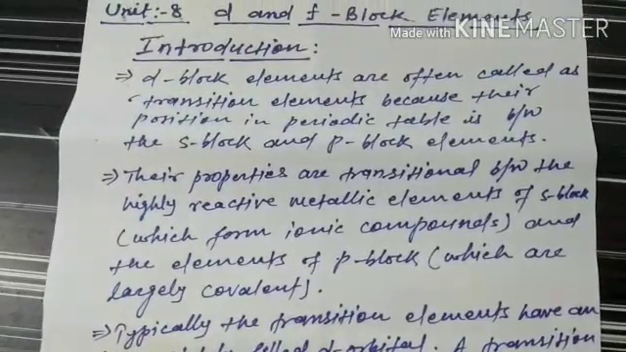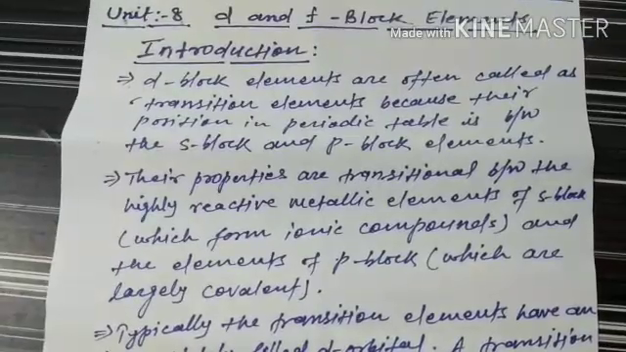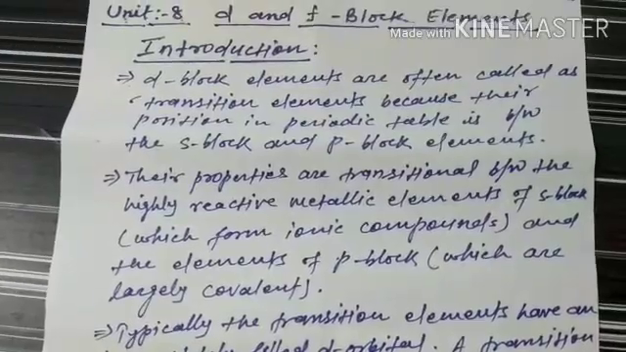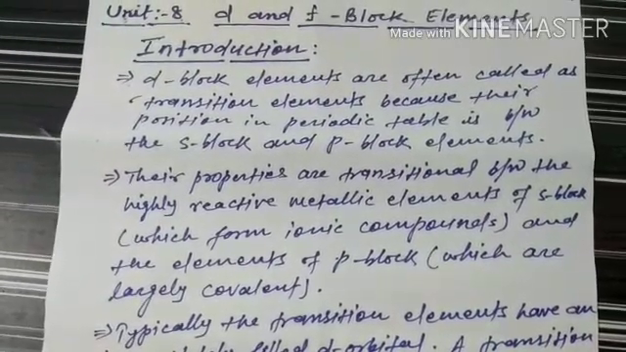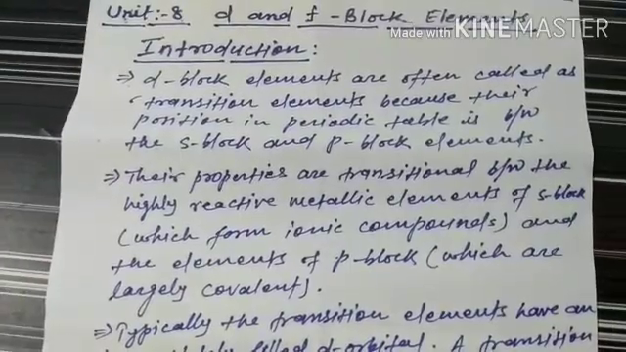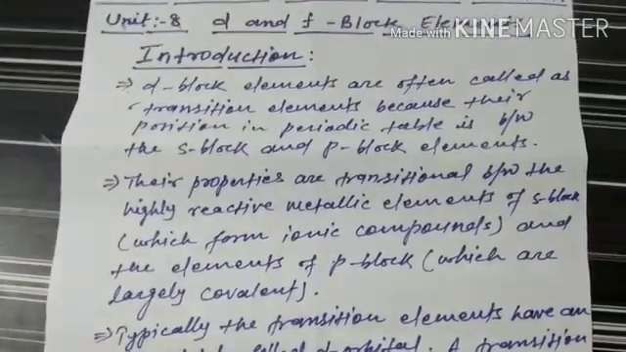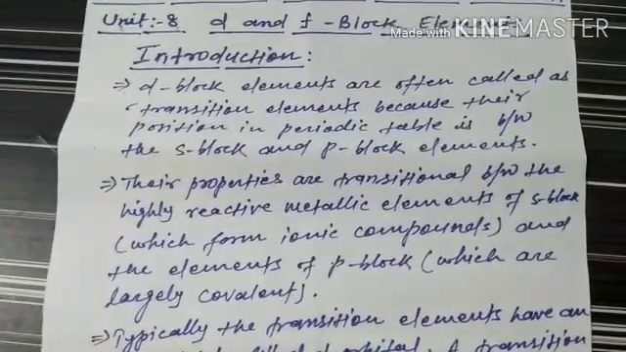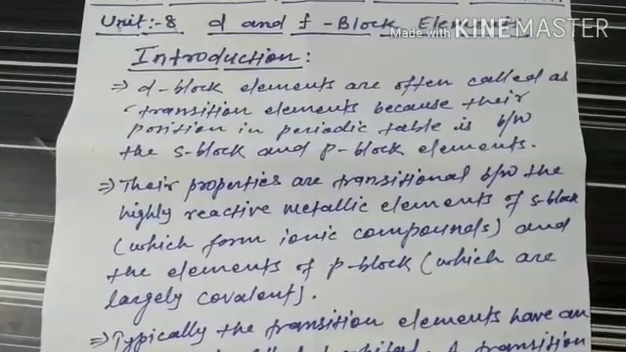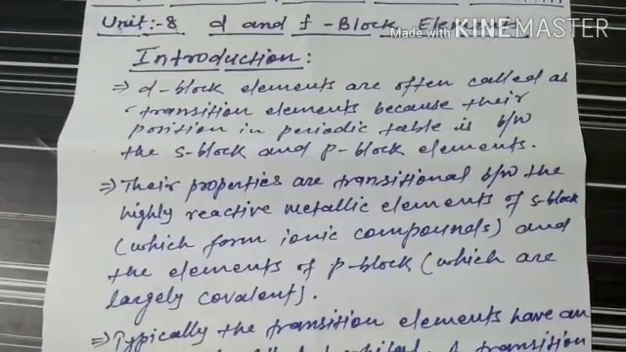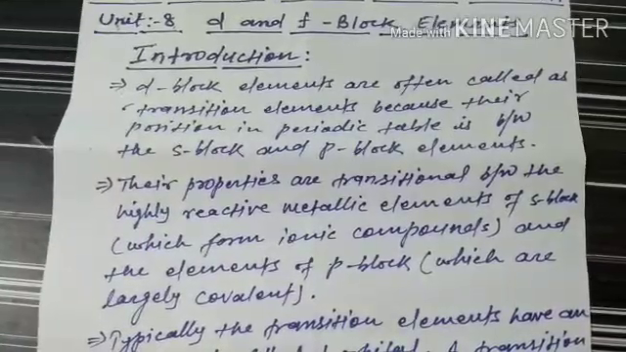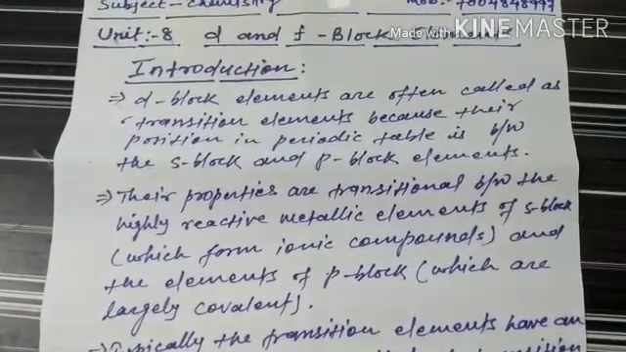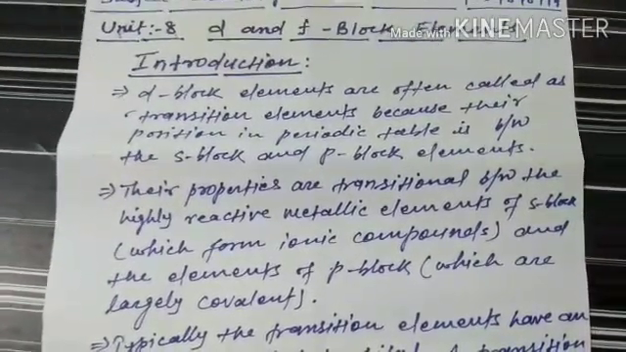Their properties are transitional between the highly reactive metallic elements of S block, which form ionic compounds, and the elements of P block, which are largely covalent. That means the properties of transition elements lie between the highly reactive metallic elements of S block, which form ionic compounds, and the elements of P block, which form largely covalent bonds.